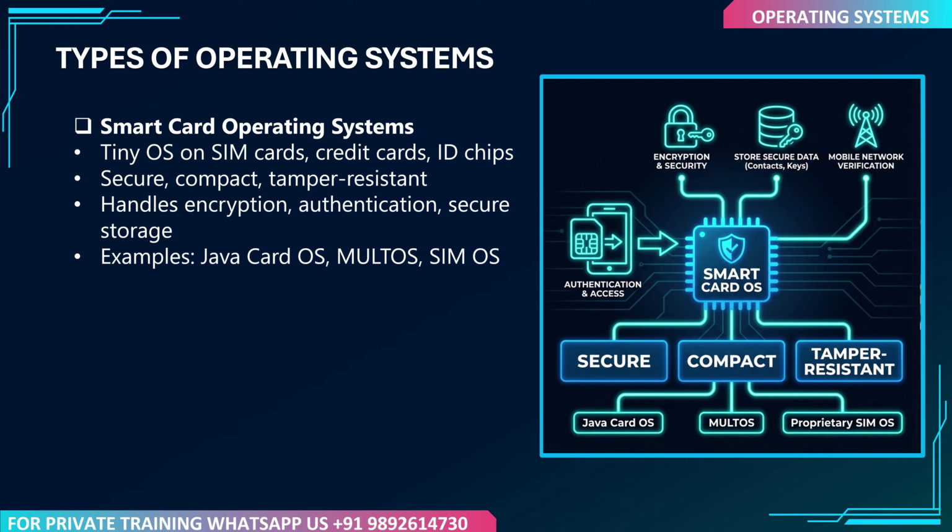For instance, when you insert your SIM card into a phone, the smart card OS inside the chip authenticates your identity with the mobile network. It handles encryption, verifies access, and stores secure data like contact information and network keys. Despite their size, these OS are designed with advanced cryptographic features to ensure privacy and data safety.